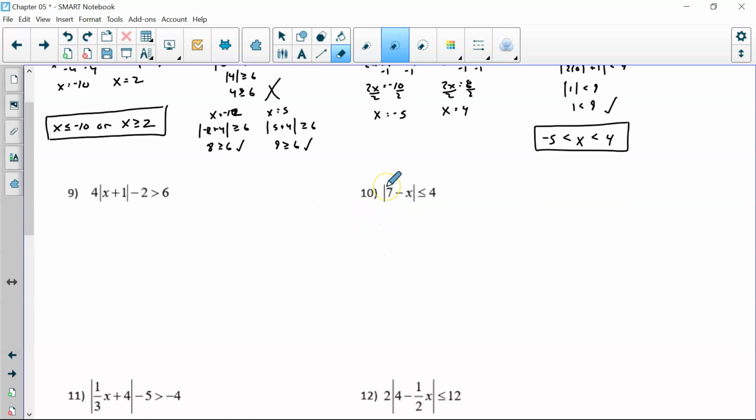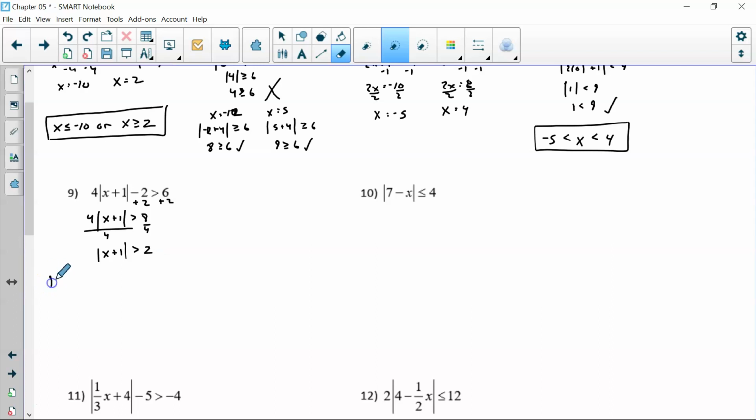Number 9. Before we do anything, we have to isolate. Add 2 to both sides. 4, absolute value of x plus 1 is greater than 8. And then we can divide both sides by 4. The absolute value of x plus 1 is greater than 2. Now we go to the equation.